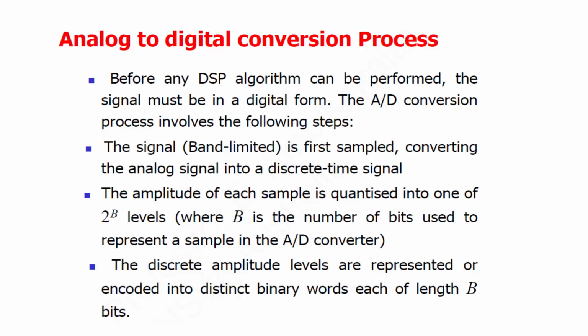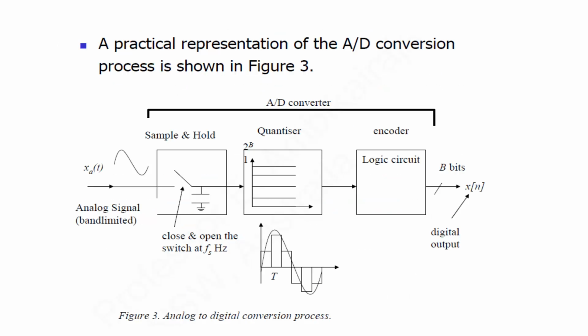Let's look at this analog to digital conversion process with the help of a block diagram. Now x(t) is the analog signal which is band limited after passing through the anti-aliasing filter. This band limited analog signal is then passed through a sample and hold circuit. Now what is a sample and hold circuit? This switch is there. Once this switch closes, it takes the voltage of that particular instant, and charges this capacitor to that particular level.